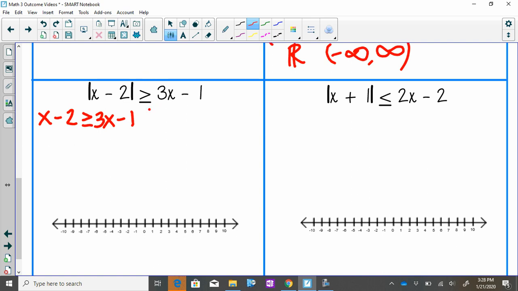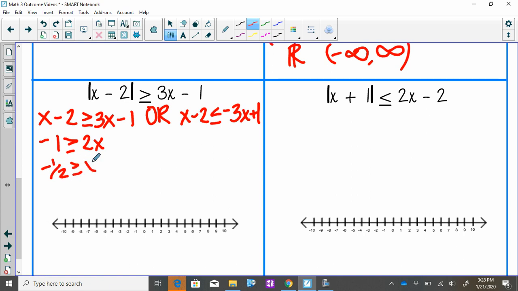Greater is going to indicate the term. I want it to be greater than on the right side, or I flip that to be less than or equal to for the left side, negative 3x plus 1. That's where we switch the inequality and we switch the sign. So when I solve this, I'm going to add 1 to both sides and subtract x from both sides, and then divide by 2. So I have negative 1/2 is greater than or equal to x. But you can also read that as x is less than or equal to negative 1/2.